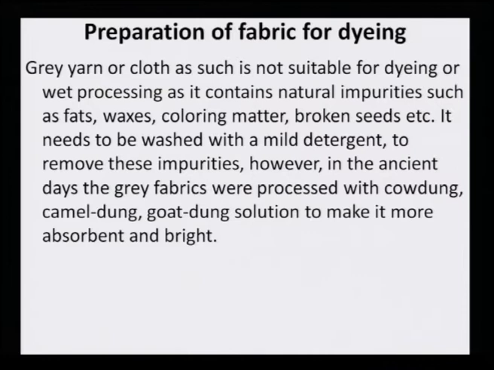However, in the ancient days, the grey fabric was processed with cow dung, camel dung, goat dung solution to make it more absorbent and bright. They used cow dung, camel dung and cow urine because they thought they were rich in ammoniacal solutions, and that giving a pre-treatment with these would make the color brighter. But there is a lot of chemistry and chemical reaction behind this usage, which of course they did not understand well. Nevertheless, the grey yarn and cloth must be washed, which is called the scouring process, with the help of a mild detergent.